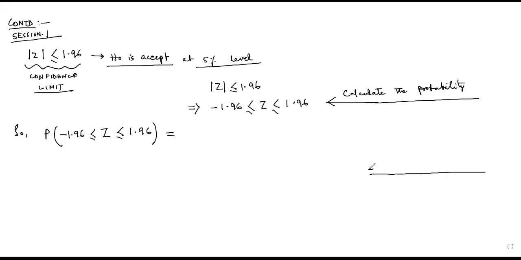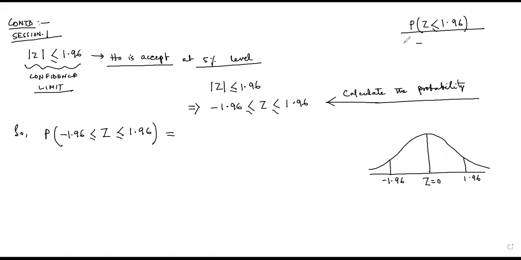First of all, I'm going to draw the normal curve. I'm going to put the point minus 1.96 over there and plus 1.96 over there. And this point is z equal to 0, because you know that the standard normal variate mean is always 0. Now, just look at your note number 8. In note number 8, try to locate the probability which is given as z less than or equal to 1.96.